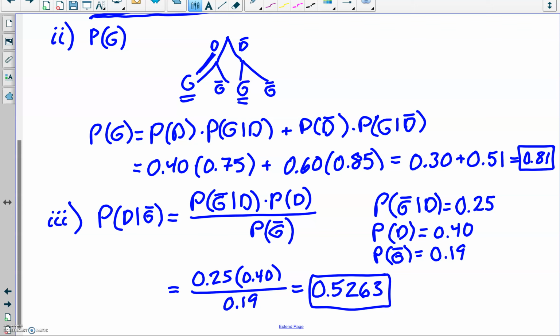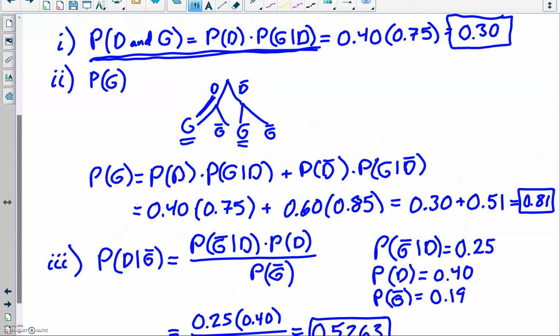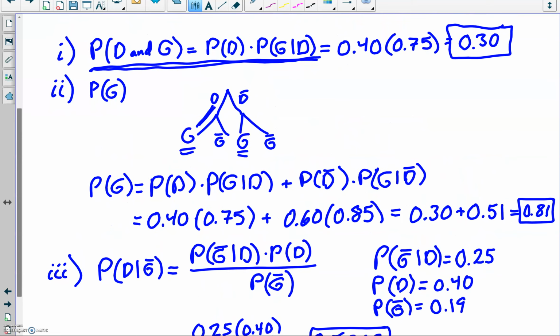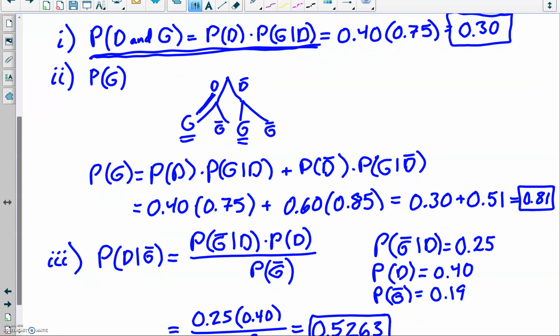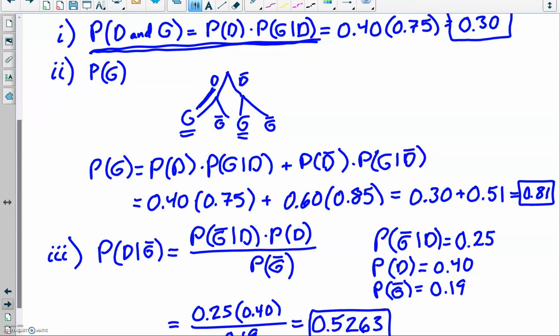Okay, I hope that helps give you a sense of these different ways of using conditional probability. All 3 of these parts use the conditional probability in a slightly different way, which is actually a really neat problem.